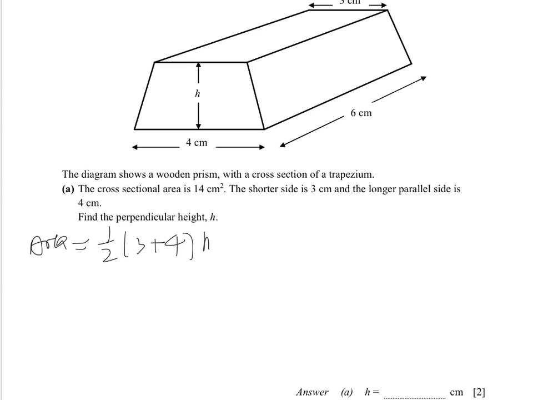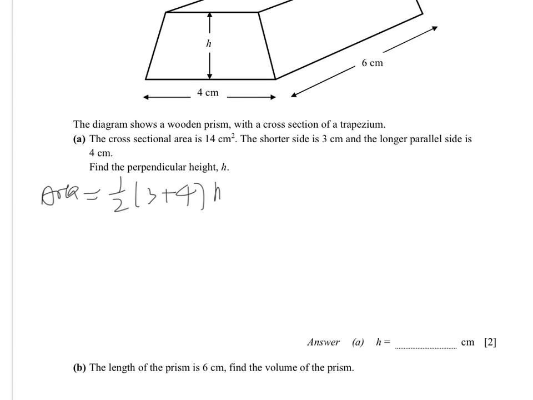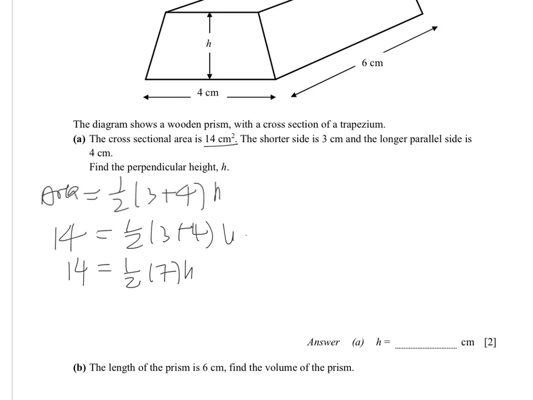So if we look further, we are given that the area is 14. So 14 is equal to half times (4 plus 3) times h, so we simplify it. It's half times 7 times h.